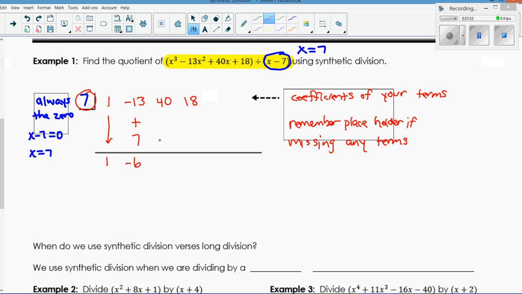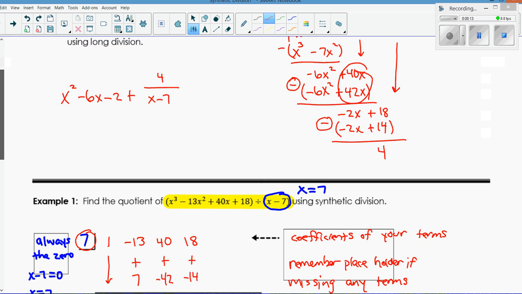7 times negative 6 is negative 42. And then I add these. 40 plus negative 42 is negative 2. And then I start over again. 7 times negative 2 is negative 14. And then I add. 18 plus negative 14 is 4. Okay? And now look at what you have right here.